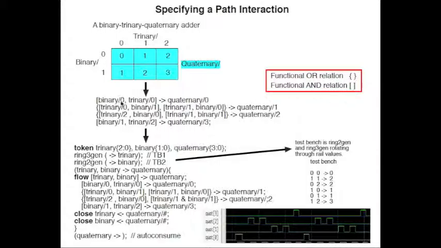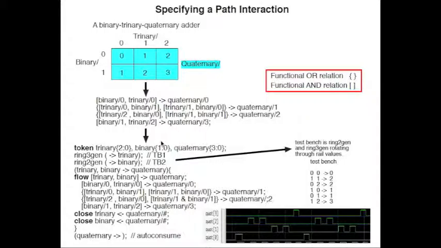So this is binary 0 and trinary 0. This is trinary 0 and binary 1, or trinary 1 and binary 0. So the two AND relations are encompassed in the curly braces, which makes them OR related. So that's quaternary 1. So we have our 4 equations mapped directly from the table.